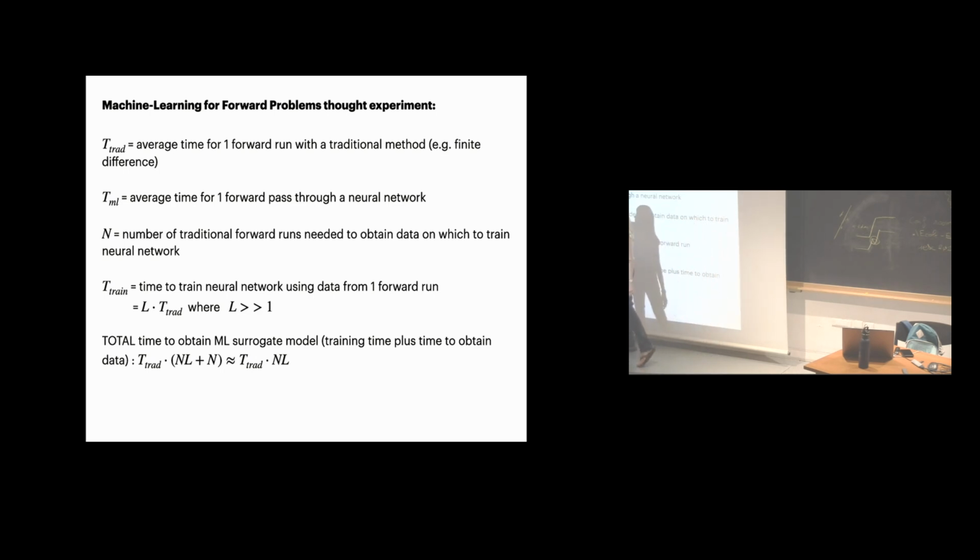Let t_trad be the average time for one forward run with a traditional method, for example, a finite difference method. So say you want to solve the wave equation for one set of parameters, and that's t_trad, for traditional.